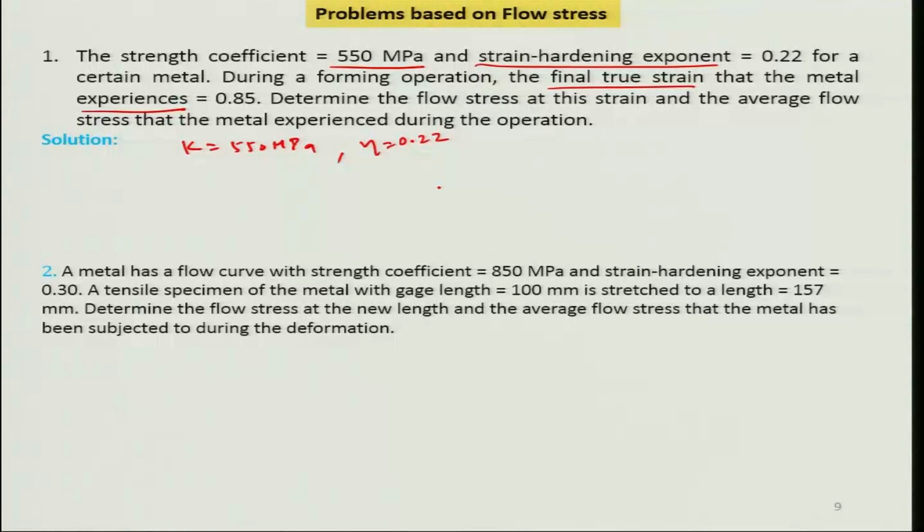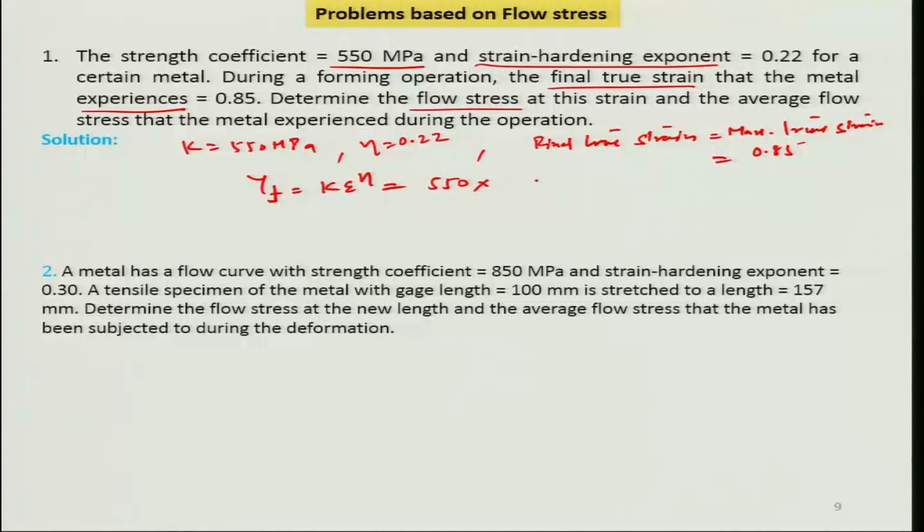We are talking about the final true strain, which is also the maximum true strain in an increasing curve, as shown before in the flow region. This is the maximum true strain, shown as 0.85. So the YF value, the flow stress at this strain, is K epsilon to the power of n. K is 550 megapascals times 0.85 to the power of 0.22. That comes out to be about 531 megapascals.